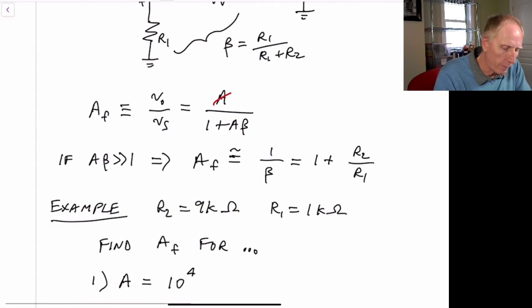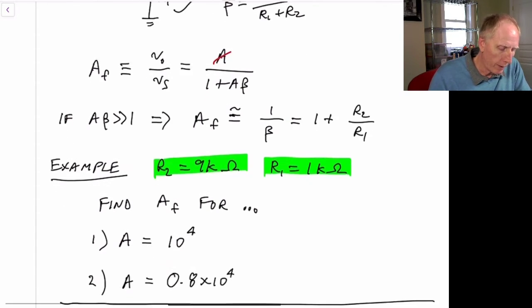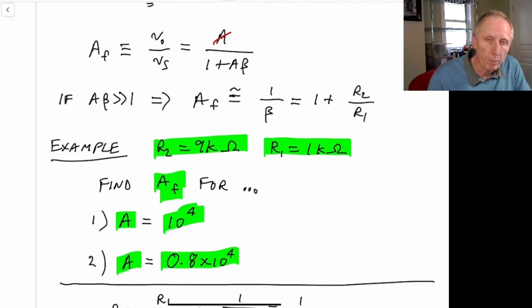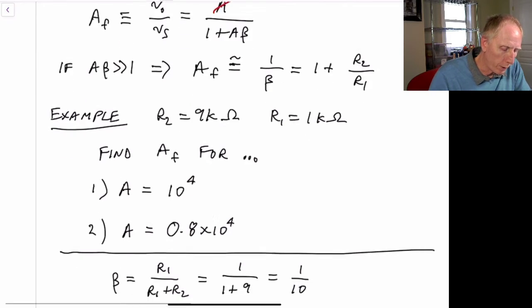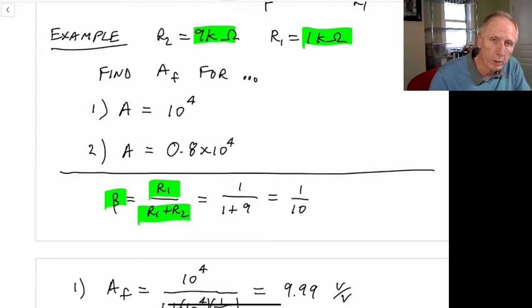Just as an example, if R2 was equal to 9 kilo ohms and R1 was equal to 1 kilo ohm, find the closed loop gain if the amplifier gain A was 10 to the 4th, and secondly, if the amplifier gain was equal to 0.8 times 10 to the 4th. So change it by 20% and see how that changes the closed loop gain. First off, because these are given to us, we can solve for beta, which is R1 over R1 plus R2, which is 1k divided by 1k plus 9k, so it turns out to be 1 over 10.